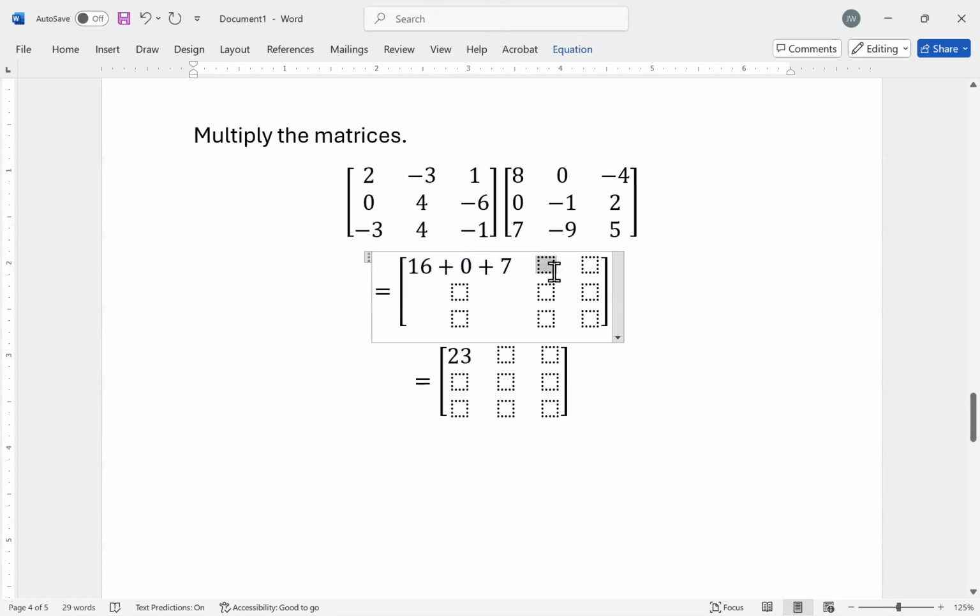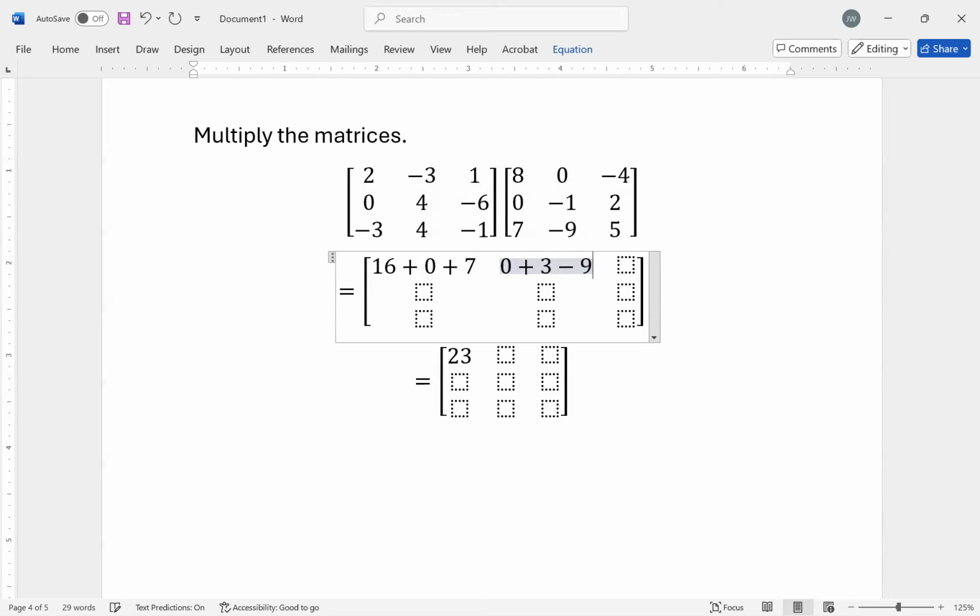For the 1, 2 entry, that's row 1, column 2, we'll multiply row 1 of the first matrix times column 2 of the second matrix. 2 times 0 is 0. Negative 3 times negative 1 is a positive 3. And then 1 times negative 9 is a minus 9. When we combine those, we get a negative 6.